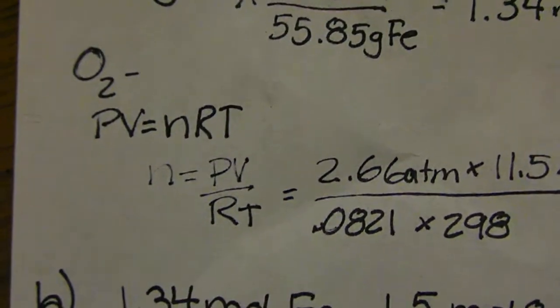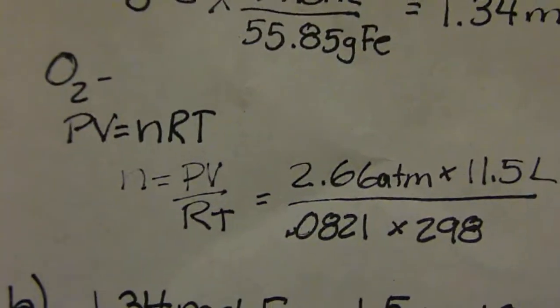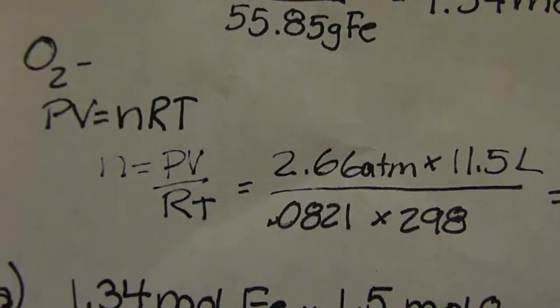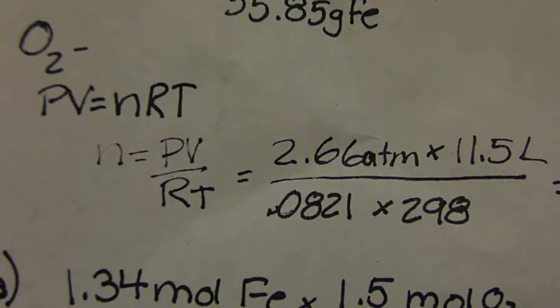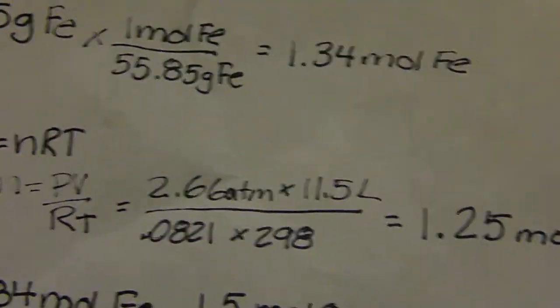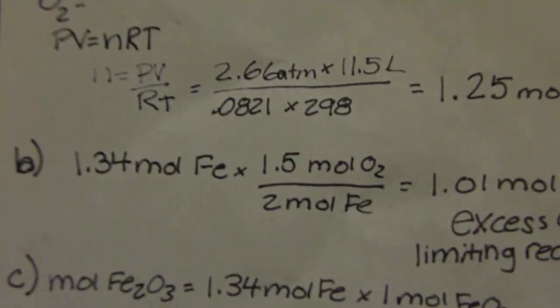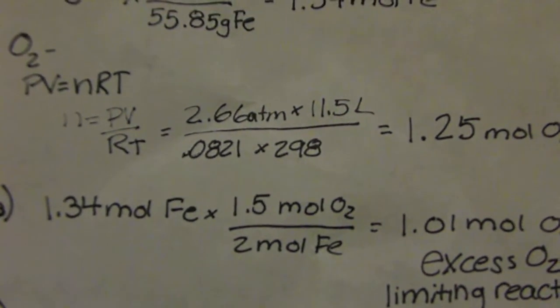Now for part 2, it states calculate the number of moles of oxygen. Now in the given, it gave us the volume, the pressure, and the temperature. So we can use PV equals nRT in order to find the number of moles of oxygen. And so you take the pressure times the volume and divide it by the gas constant and the temperature, and it calculates to equal 1.25 moles of oxygen.